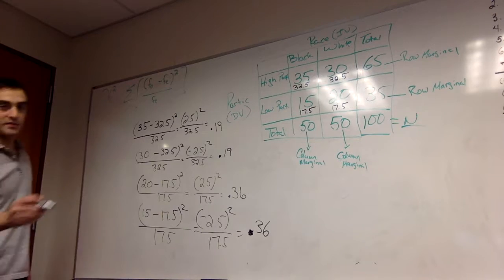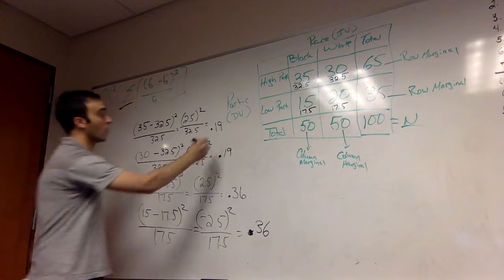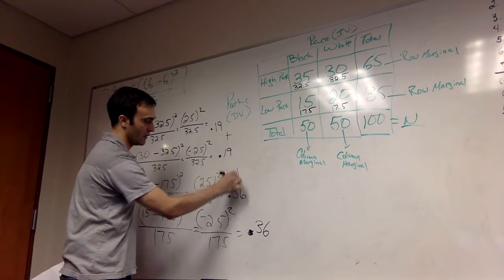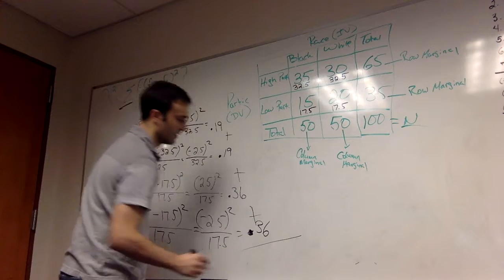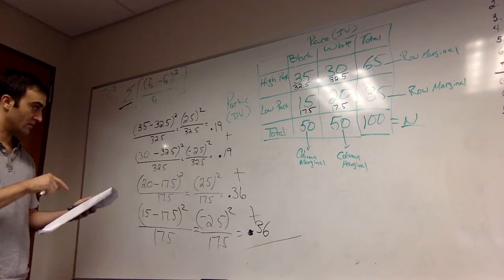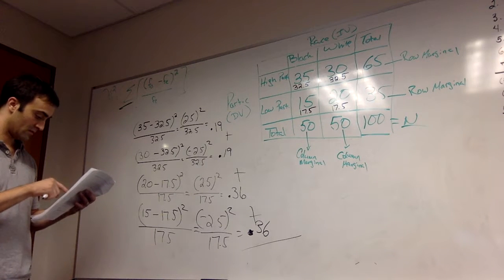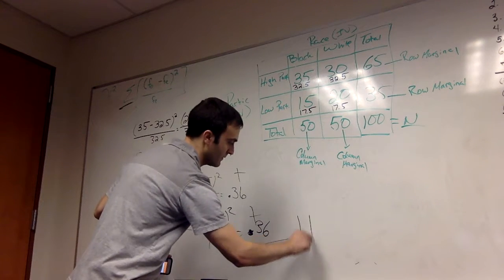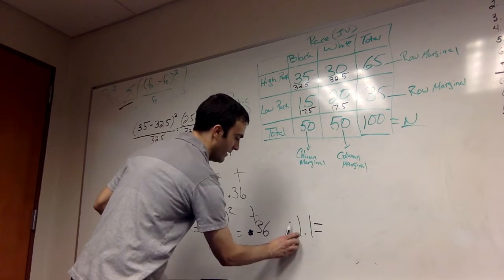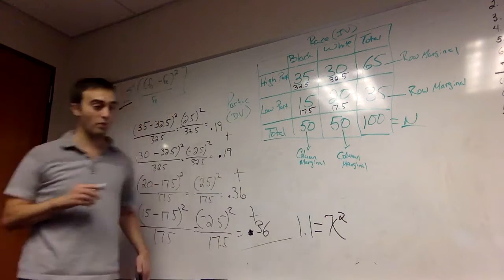So now that you've done that for each of the substantive cells, the last step is to add them all up. So 0.19 plus 0.19 plus 0.36 plus 0.36. And the sum is 1.1. That is your chi-square value: 1.1.